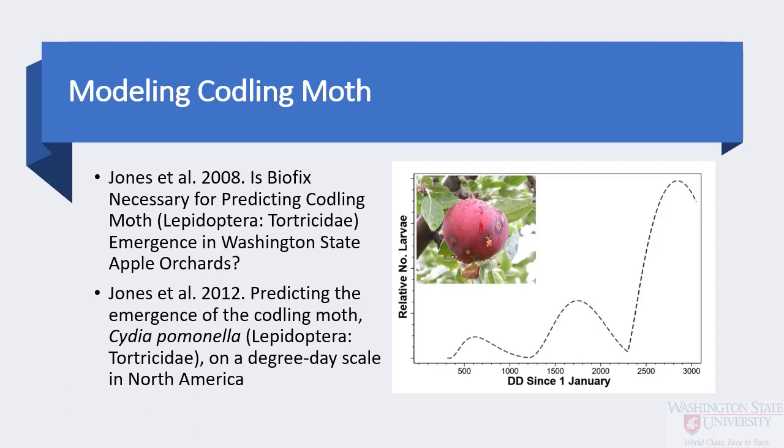In Washington, emergence is typically around 100 to 175 degree days, and egg deposition begins shortly after that, typically around 200 to 275 degree days. Larvae start hatching around 425 to 525 degree days, and they enter the fruit right away.